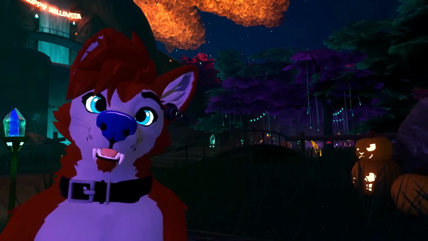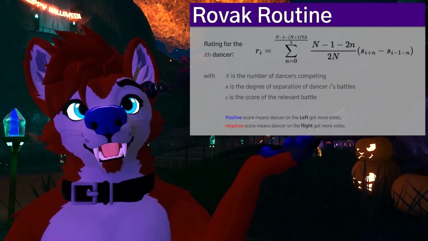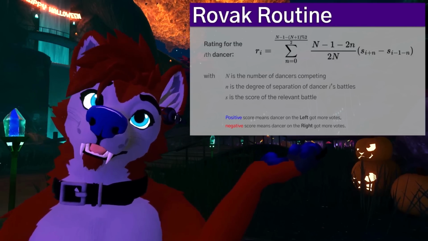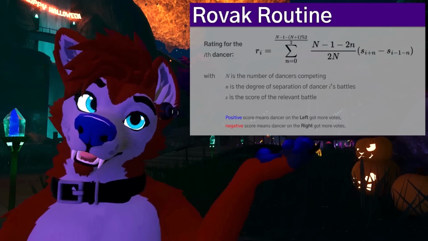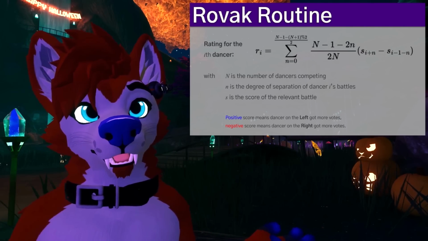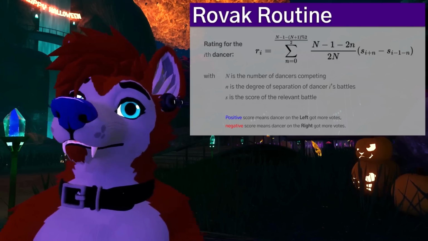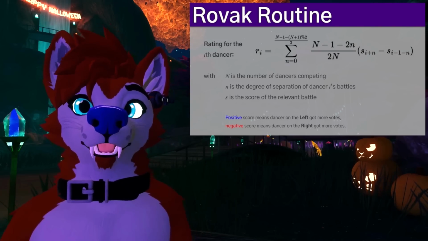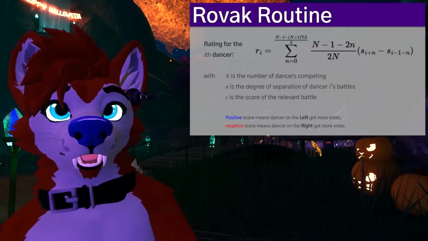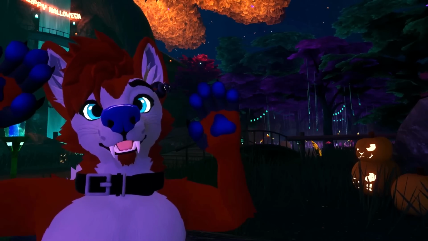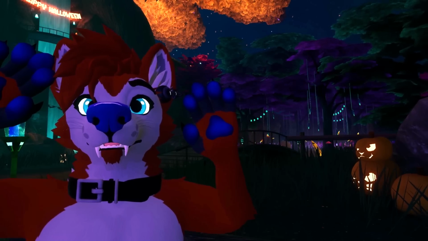In case you're curious, the score weights follow this equation, where big N is the number of dancers competing, little n is the degree of separation of battles, and little s is the respective scores of each battle. Basically, battles with bigger degree of separation from your own don't affect your rating as much. By the way, I've defined the math where positive score means there's votes to the left, and negative score is votes to the right.